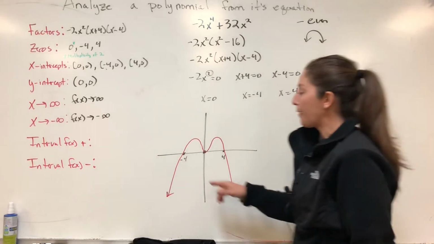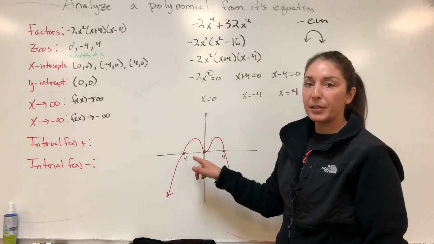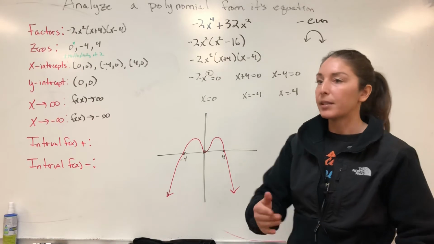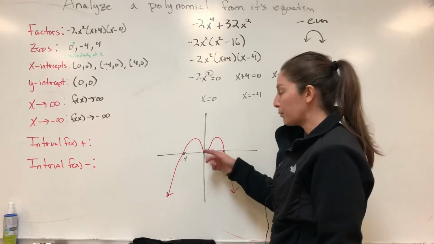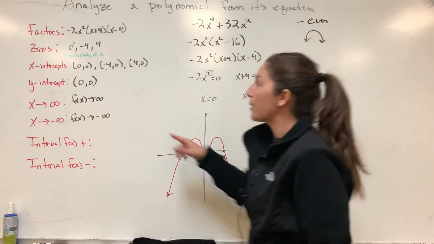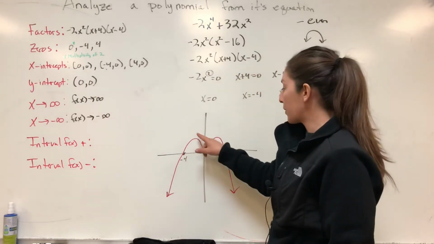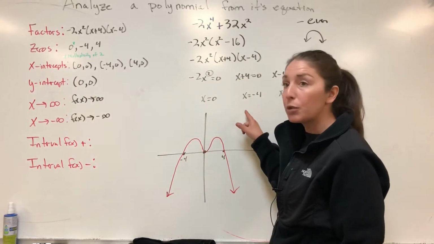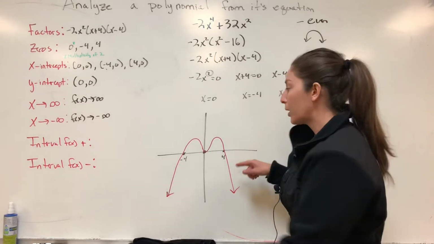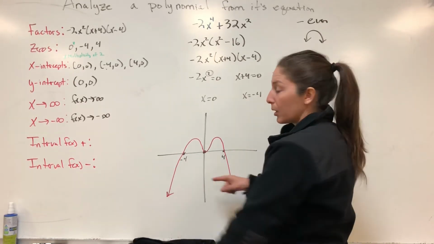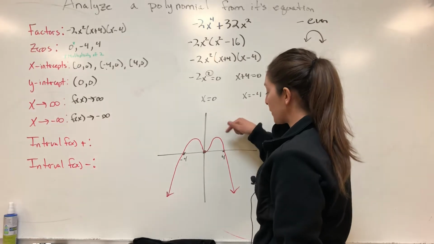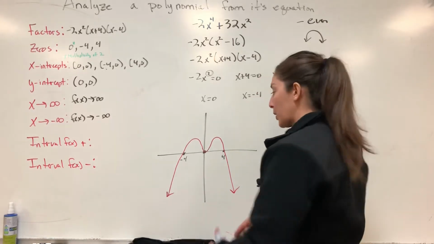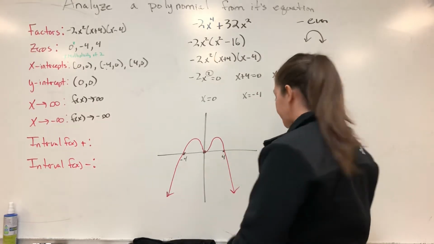Okay. Every other 0, if it has a multiplicity of 1, we actually pass through it. If it has a multiplicity of 2, we bounce at it. Okay, 0 had a multiplicity of 2, so instead of going down, because if we went down through it and back up, we'd actually have something that looked like a cubic or an odd polynomial, but we don't. In order to keep this shape, we had to bounce back up at 0 and then come back down. Okay, we'll go over this a lot more in the future.